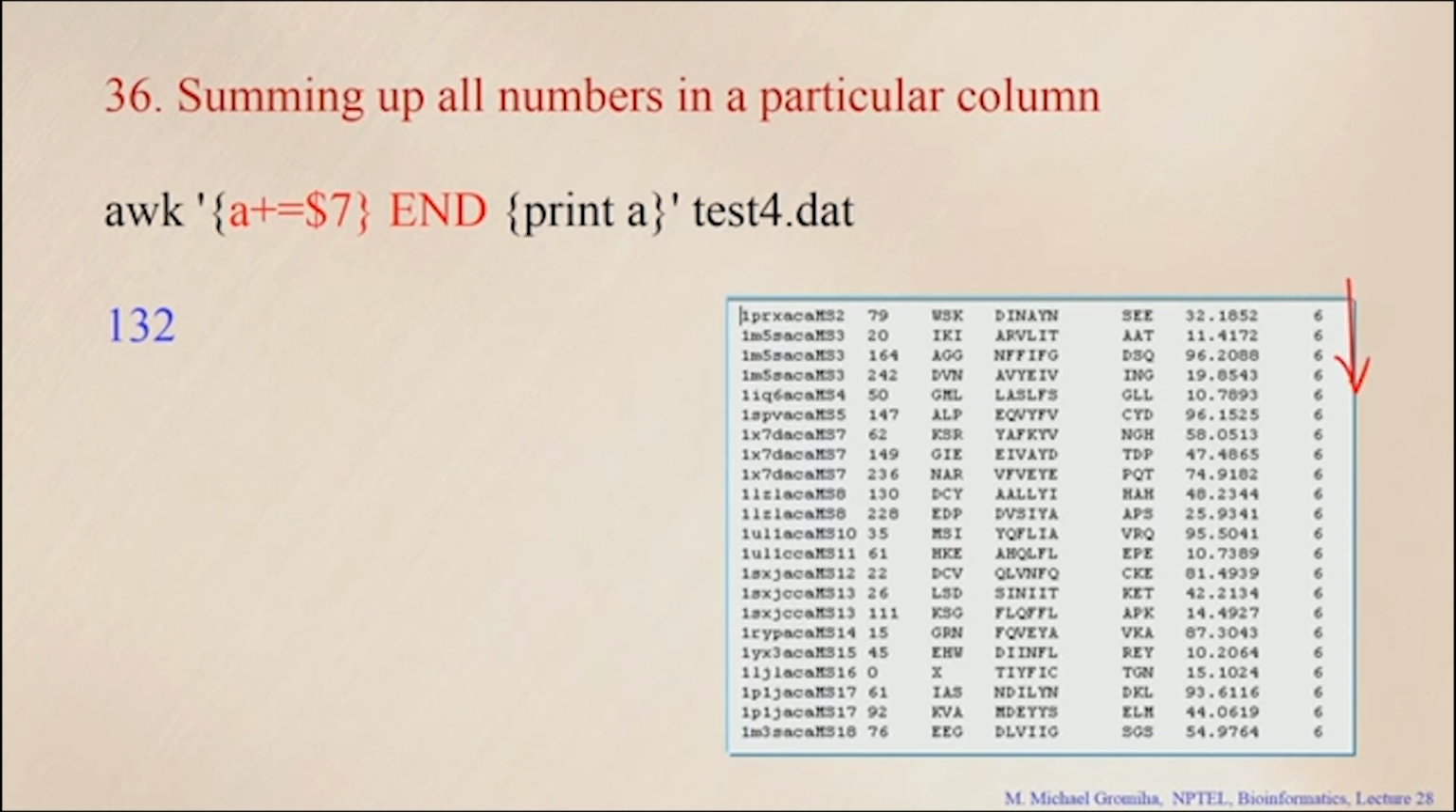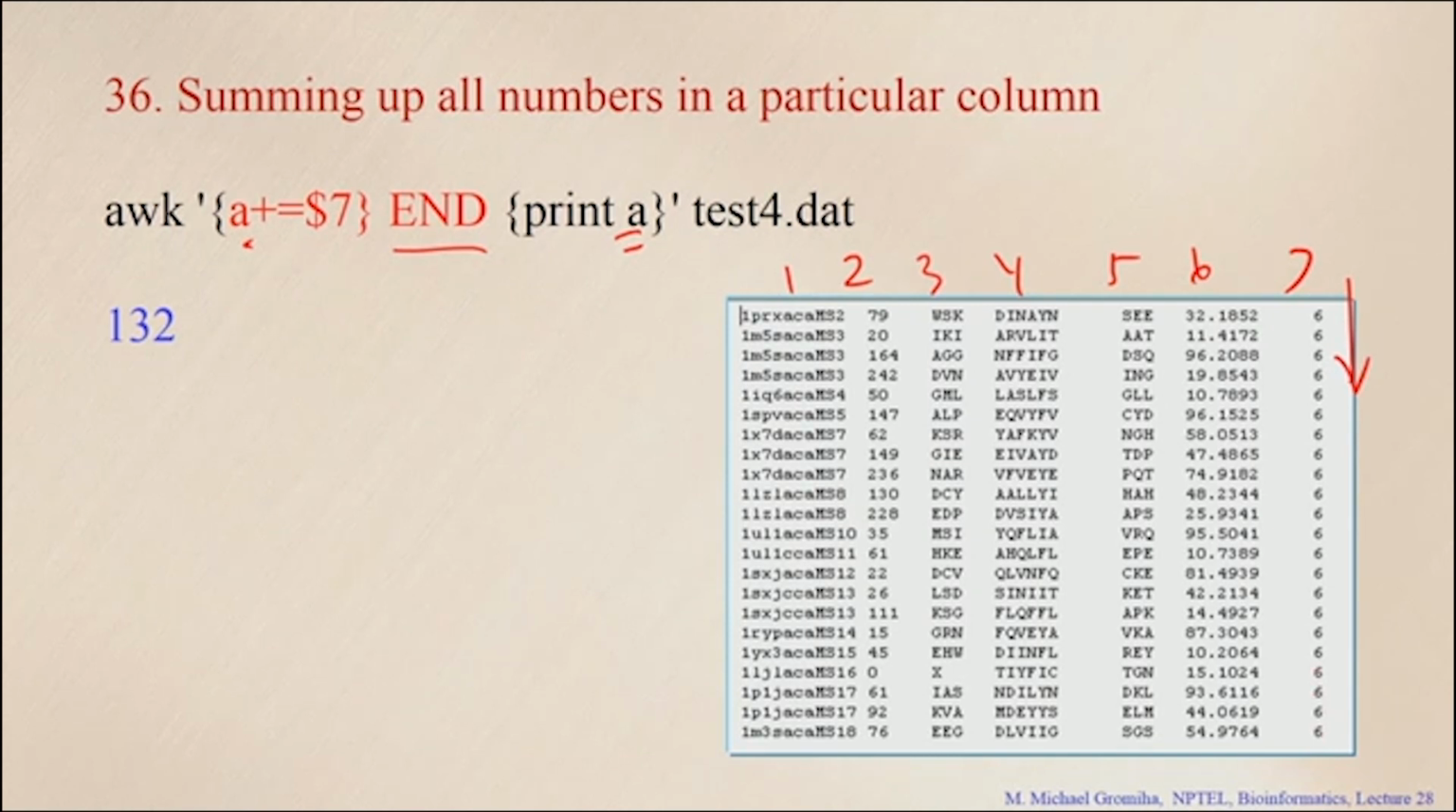So, here what is the column number? 1, 2, 3, 4, 5, 6, 7, column number 7. So, here we start from the beginning to the end, right, then you print A. So, here how many columns here? So, based on these columns you can add up all these numbers, we can get this.